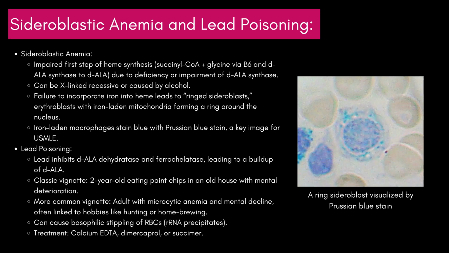Today, I'd like to open up the presentation by covering sideroblastic anemia and lead poisoning. Sideroblastic anemia: impaired first step of heme synthesis, succinyl-CoA plus glycine via B6 and D-alanine synthase to D-alanine, due to deficiency or impairment of D-alanine synthase. It can be X-linked recessive or caused by alcohol. Failure to incorporate iron into heme leads to ring sideroblasts, erythroblasts with iron-laden mitochondria forming a ring around a nucleus. Iron-laden macrophages stain blue with Prussian blue stain, a key image for USMLE.